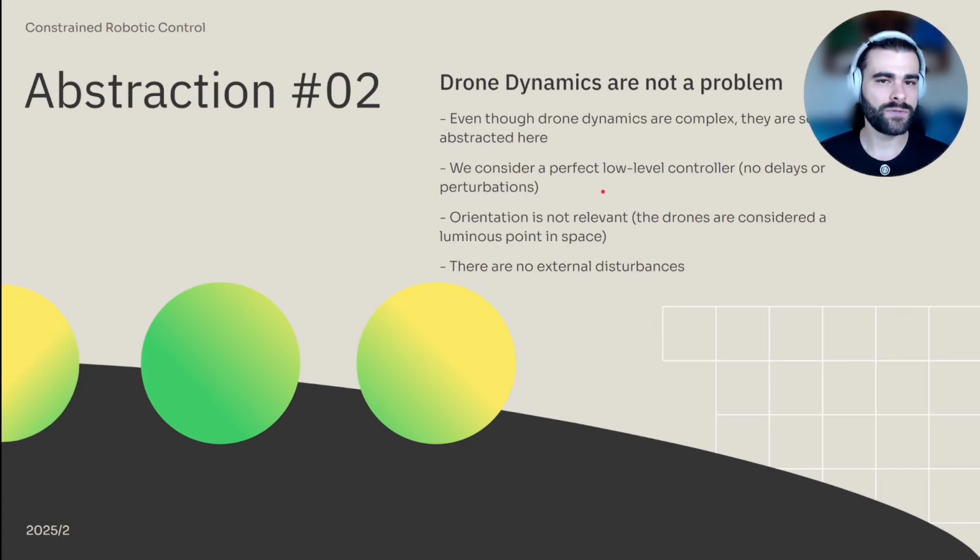We know that drones can be pretty complex, so their dynamics is somewhat abstracted here. We consider a perfect low-level controller with no delays or perturbations, and also no external disturbances. Orientation here is also not relevant, as drones are considered a luminous point in space.